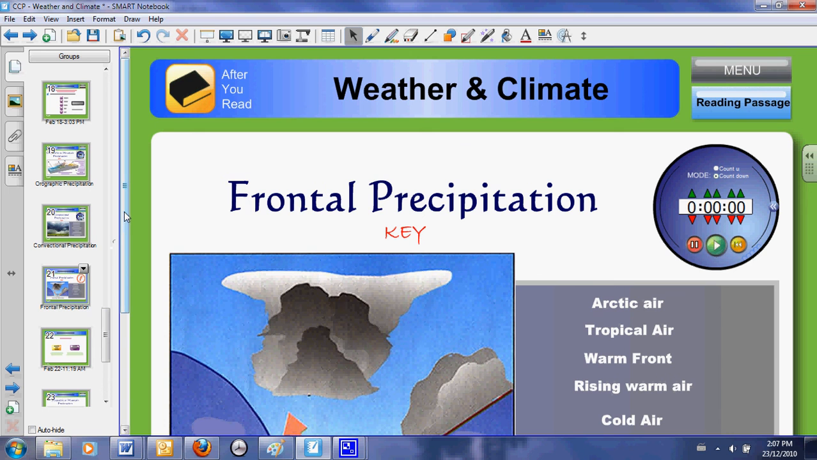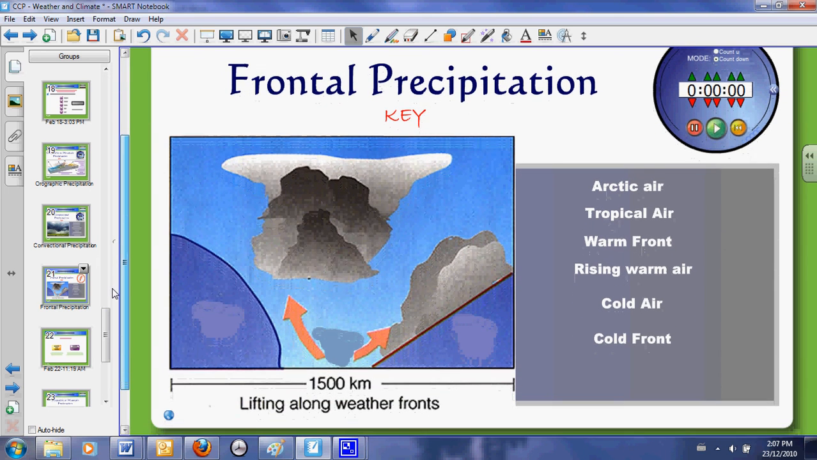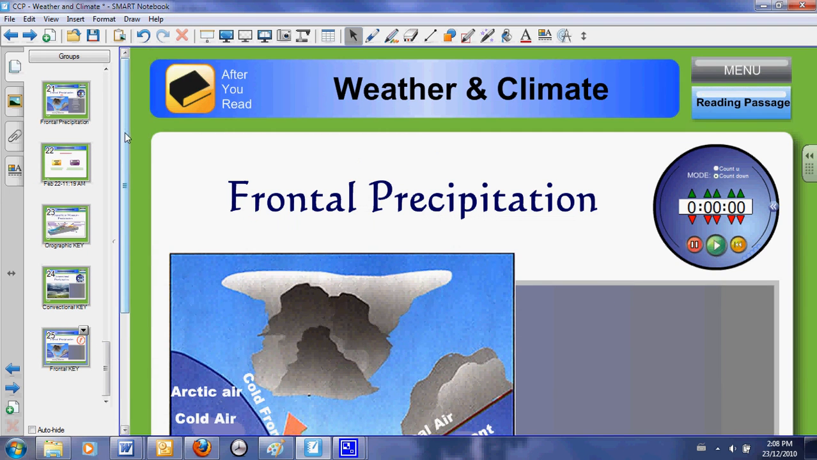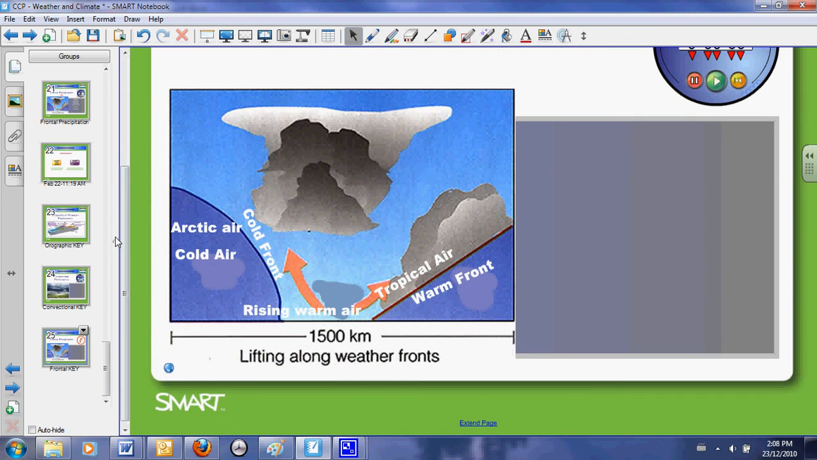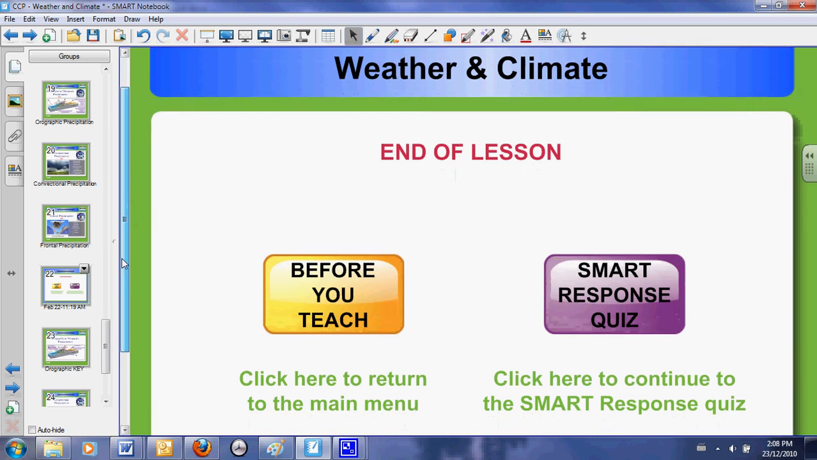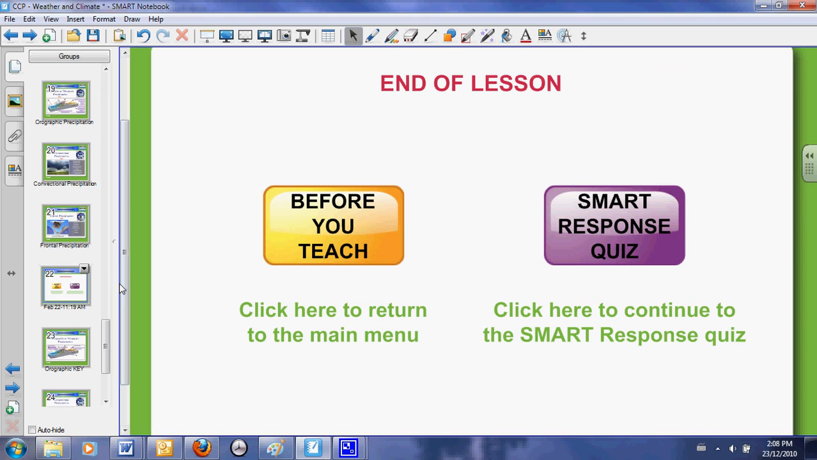Last but not least, frontal precipitation, same thing. And these are the answers. Now the next slide asks us to do a smart response quiz. I will put that on the following lesson.